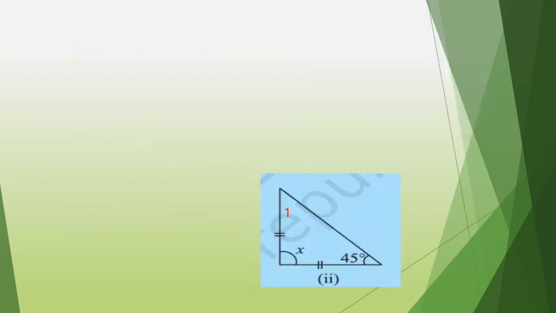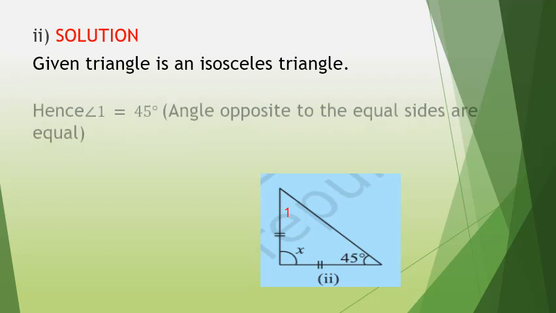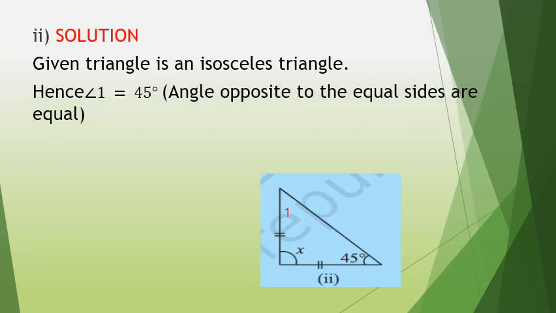Next figure, X is given here and one angle is 45 degree. So the other angle we can name as angle 1. Look at the figure carefully. Which are the angles opposite to the equal sides? Yes, that is angle 1 and angle 45 are the angles opposite to the equal sides of the triangle. Hence, angle 1 equal to 45 degree.